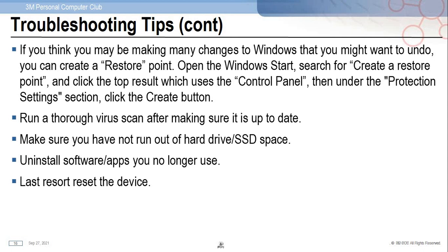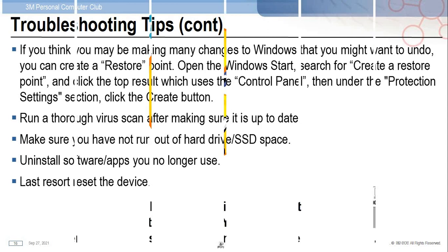And as a last resort, you can reset the device, which restores it to just as if you had bought it new from the factory or from the store. That's a last resort because if you did have any data on that phone or computer and it wasn't backed up, you're going to lose that data.